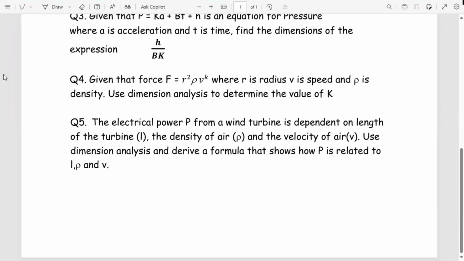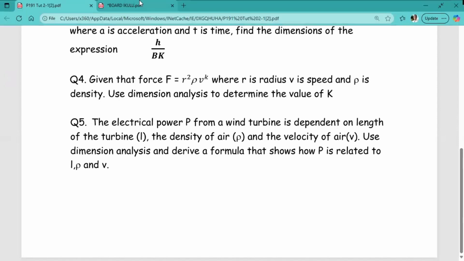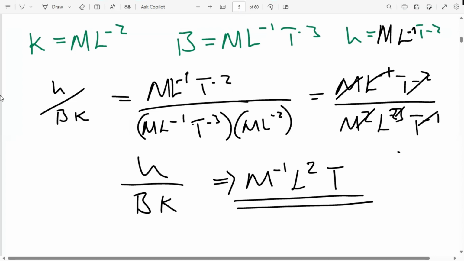Question 4 is saying, given that force F is equal to r squared rho v to the power k, where r is radius, v is speed and rho is density, use dimensional analysis to determine the value of k. Use dimensional analysis to determine the value of k. Okay, so what are we going to do here?